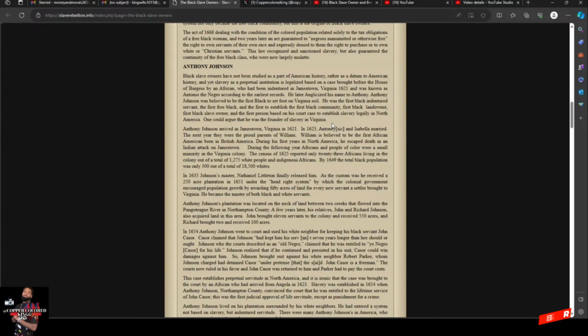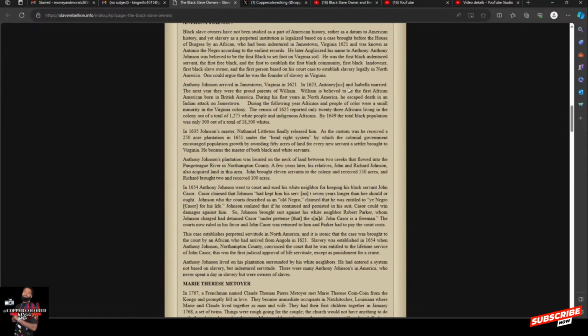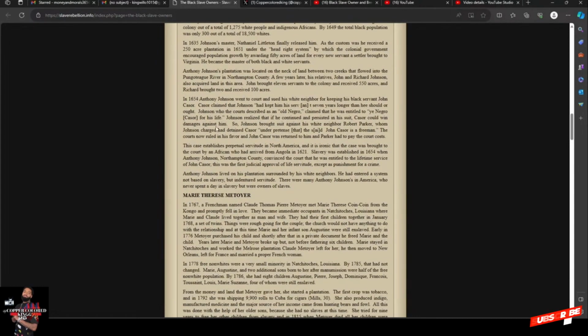Johnson brought 11 servants to the colony and received 550 acres, and Richard brought 2 and received 100 acres. In 1654, Anthony Johnson went to court and sued his white neighbor for keeping his black servant John Casor. We just read that, right? Now we see it's a whole story about this guy, and it continues with multiple different people, and we're going to talk about them. This case establishes perpetual servitude. Oh, we read that too. All right, skipping that.